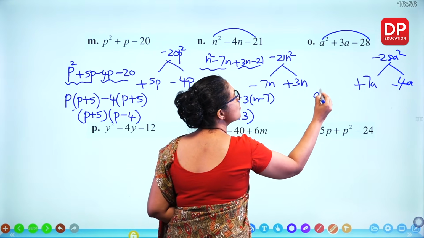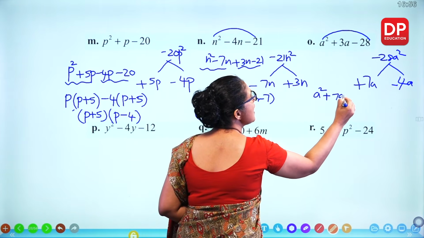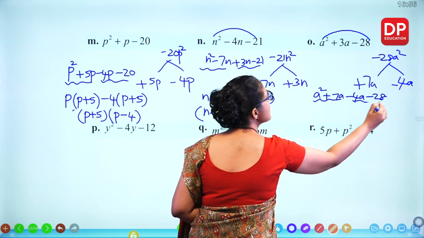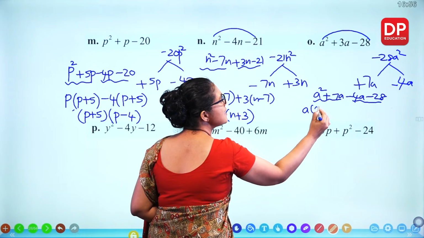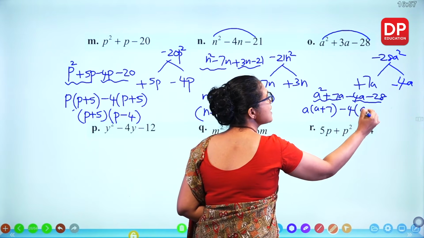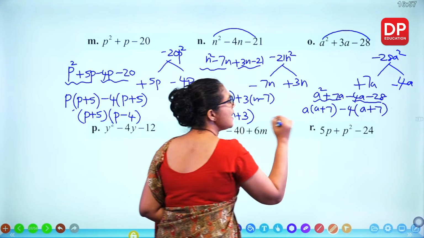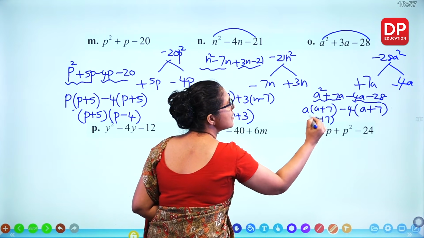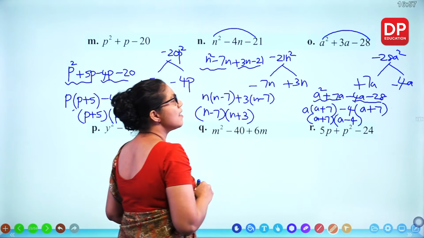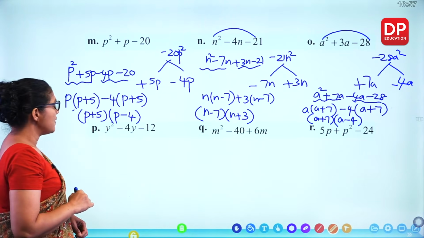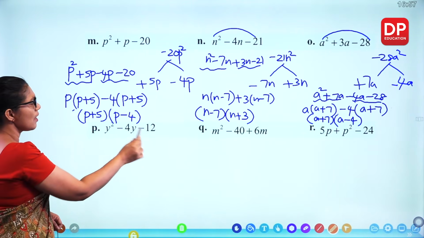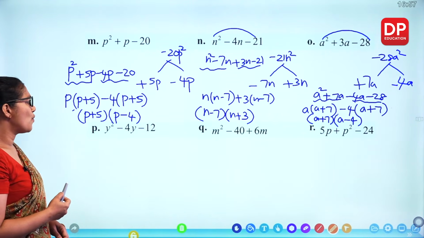Now we'll split it to 2 terms, 7a and 4a here, and then take 2 at a time. A is common, take it out, you get a plus 7. Minus 4, take it out, you get a plus 7 again, a plus 7, and the remaining one is a minus 4. Now we'll look at this question. Minus 12 and minus 4.